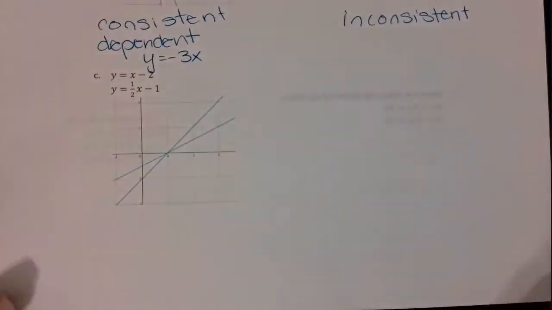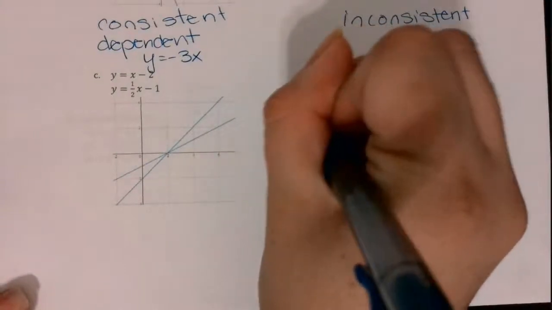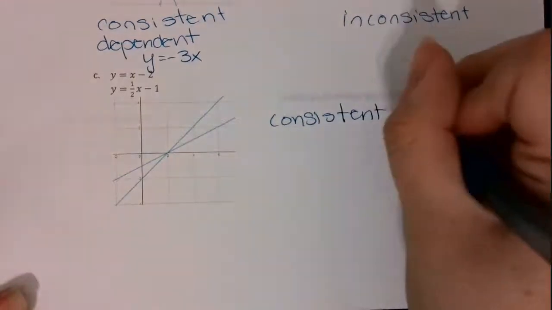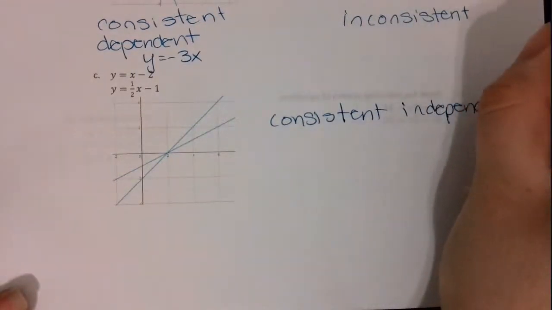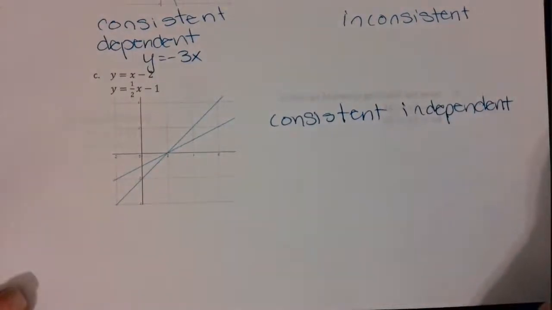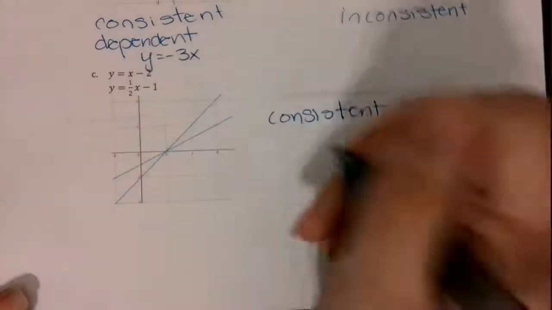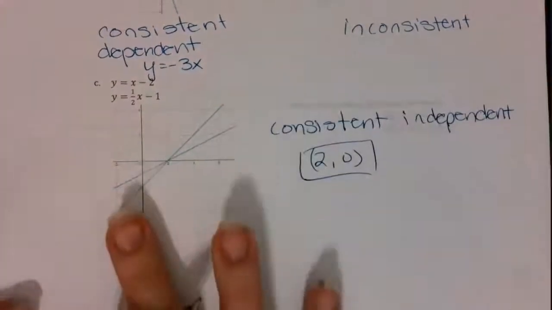Over here for C, they touch at exactly one point. So this is consistent independent. Consistent, independent. Then the answer here is where they cross. If I look closely, this is counting by 2's, so this is 2, 0. Okay.